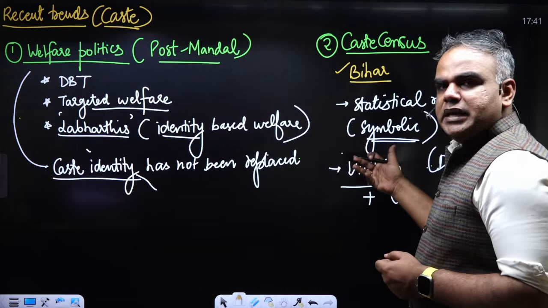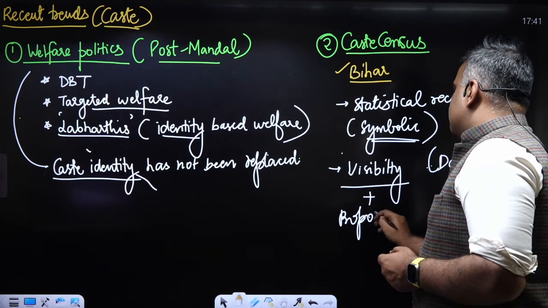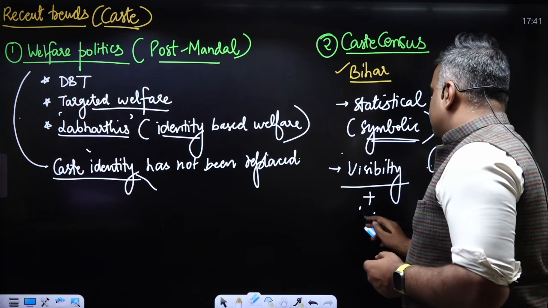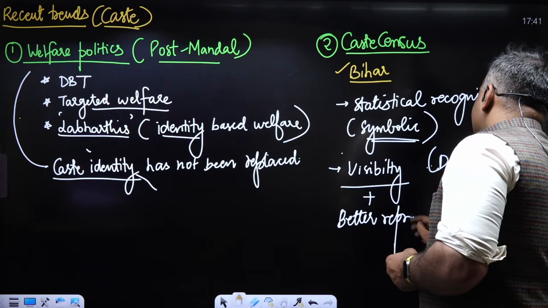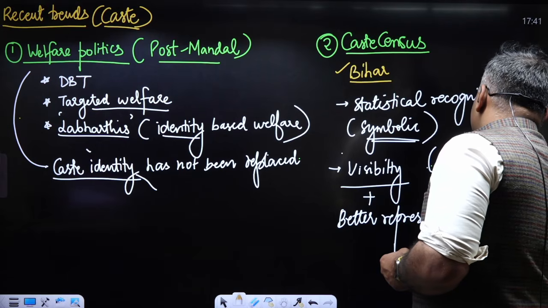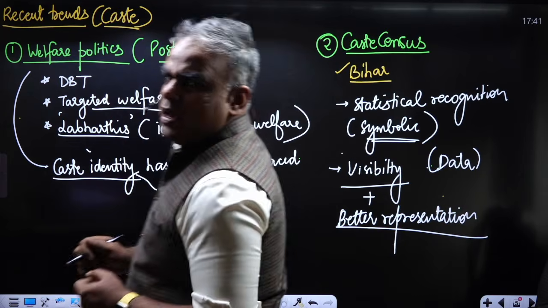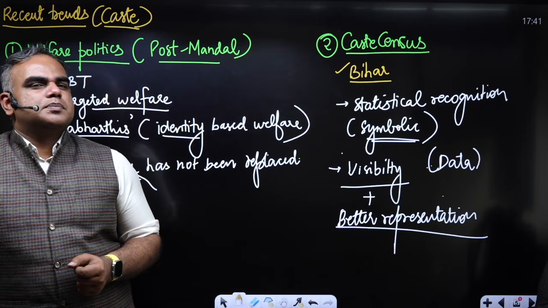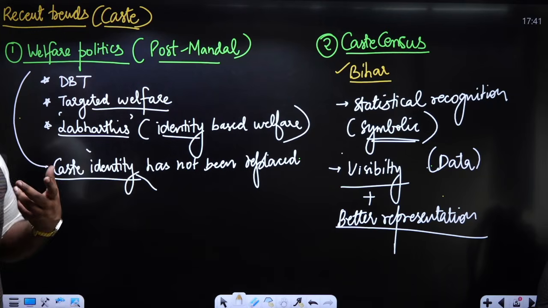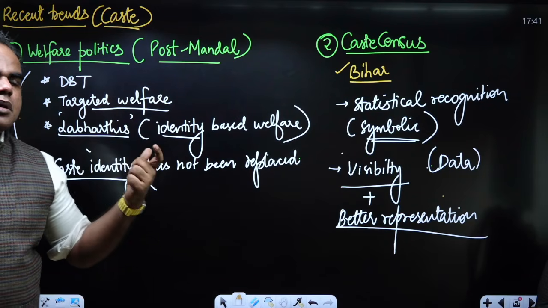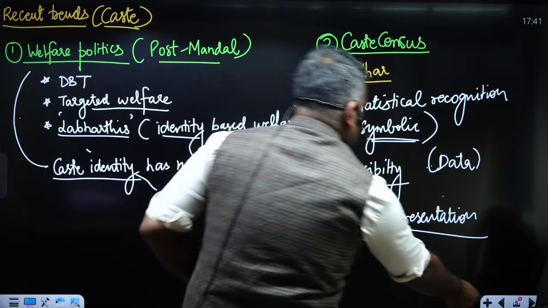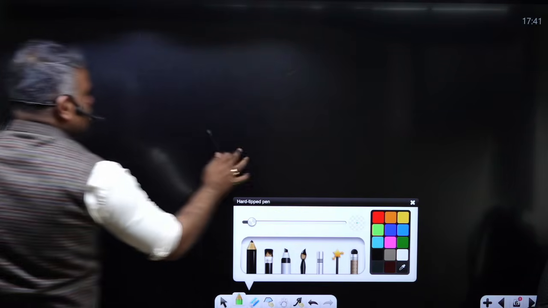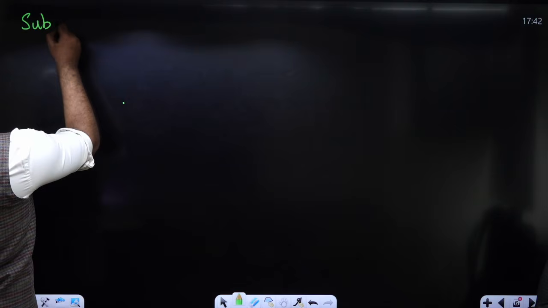Second thing, apart from visibility, this can also help in better representation. So when I'm looking at the caste census overall, and if there is a periodic updation of data, one thing is it gives you statistical recognition, more visibility, better data representation. So even this is one important part. Within this, if you try to recall, one for example I told you was sub categorization.